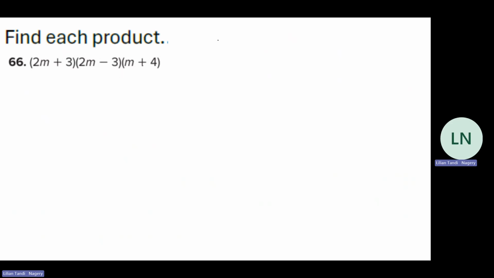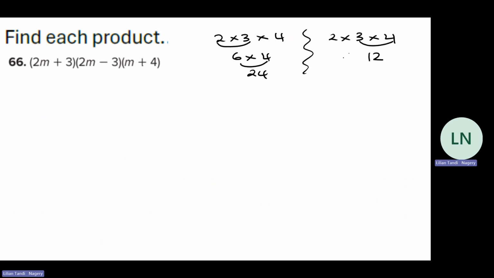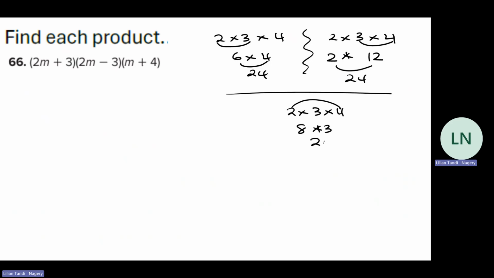That being, it doesn't matter because we said 2 times 3 times 4. I can do 2 times 3, I get 6. 6 times 4 is 24. I can also do 3 times 4, which gives me 12. And 12 times 2 is 24. I can also do 2 times 4 is 8, times 3, which is 24. So it doesn't matter how you group them.